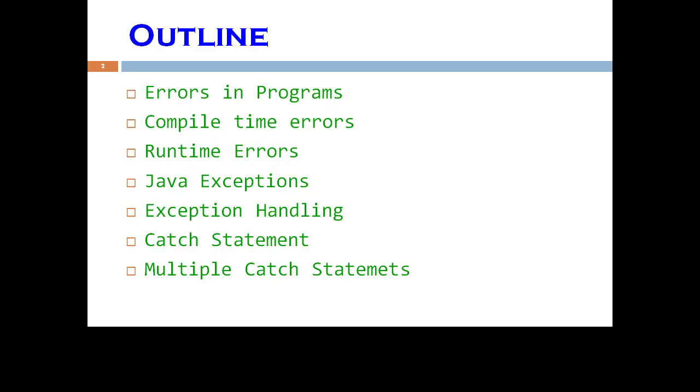Okay, what are the contents of this session? In this session we are outlining errors in programs. There are two types of errors. One is compile time errors, the second one is runtime errors. We will study both. Then Java exceptions. We'll classify and list out the exceptions in Java, then how these exceptions can be handled. Next we are going to write the catch statement. We can also write multiple catch statements in a single program, so that we'll see here.